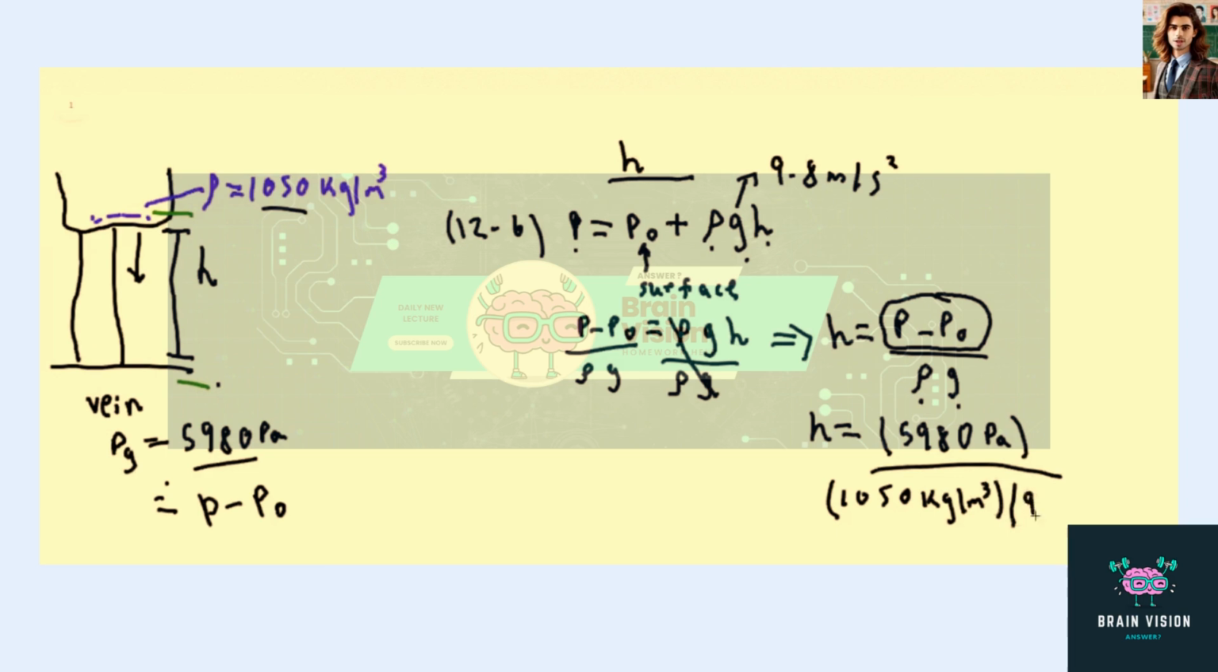Throwing gravity in. Okay, and so if you evaluate this in your calculator, you should get approximately 0.58, and we're talking about height, so it's going to be units of meters. And so that's the minimum height where you'll start to see fluid flowing from the reservoir into the vein.